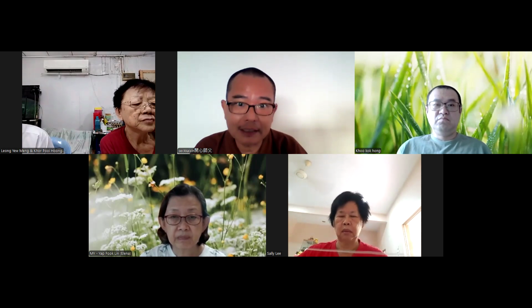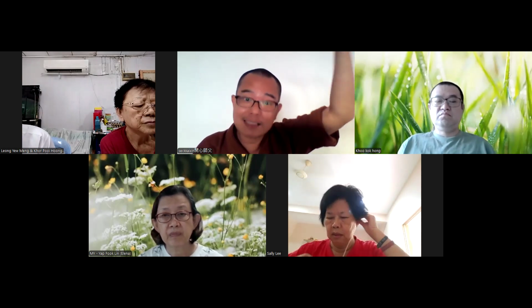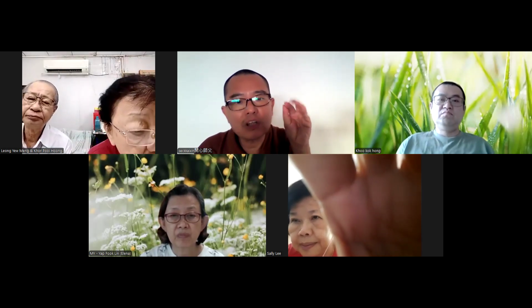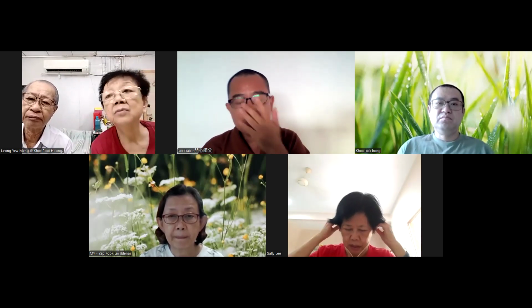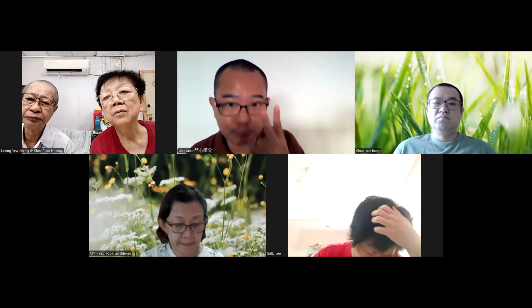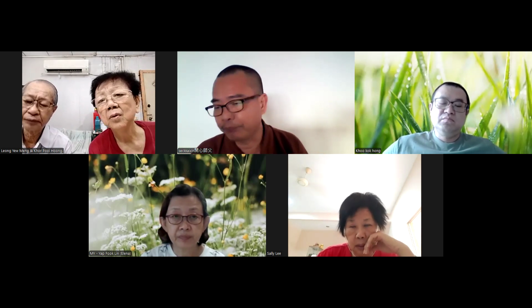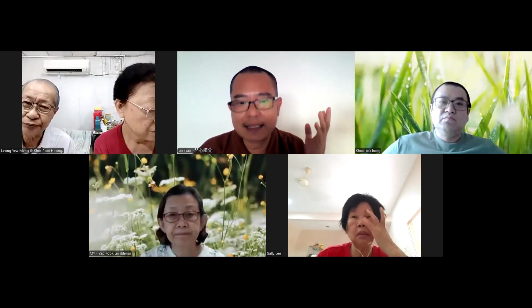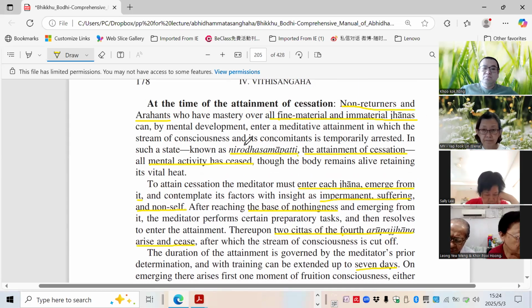Usually the Anagami non-returner, if they are reborn, is usually in the fourth rupa jhana, the five Pure Abodes, the Suddhavasa heavens. Usually this is where they stay. So now this paragraph is a story regarding both of them, and not the story, it is how they attain the cessation. We have a special name for it. We call it the Nirodha Samapatti. Class, take a look, this is the name. Or we call it the attainment of cessation.